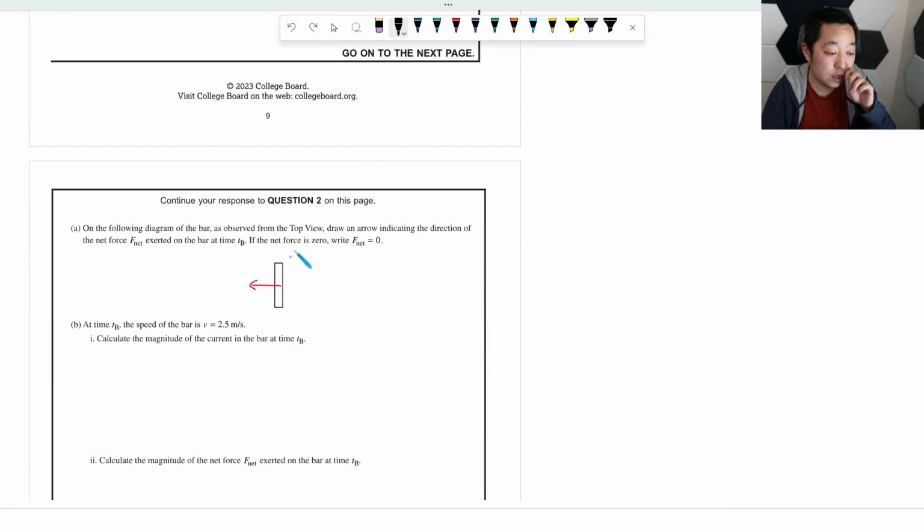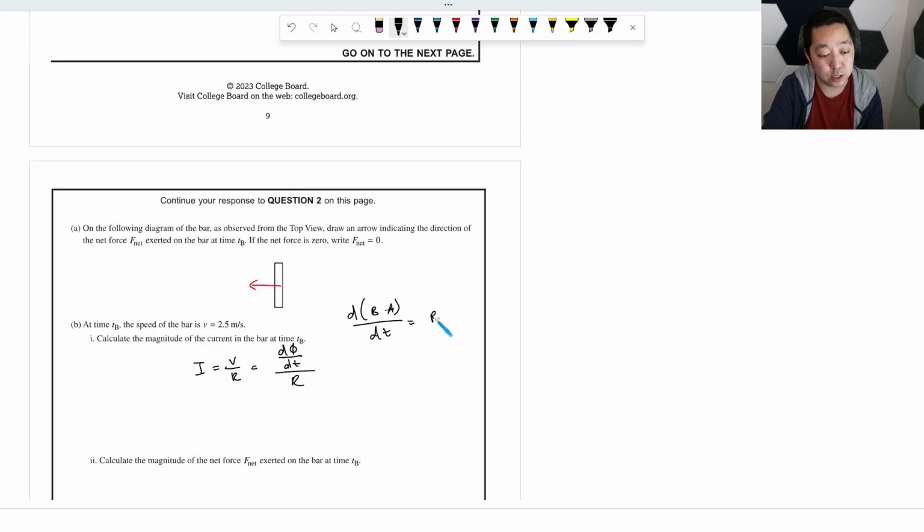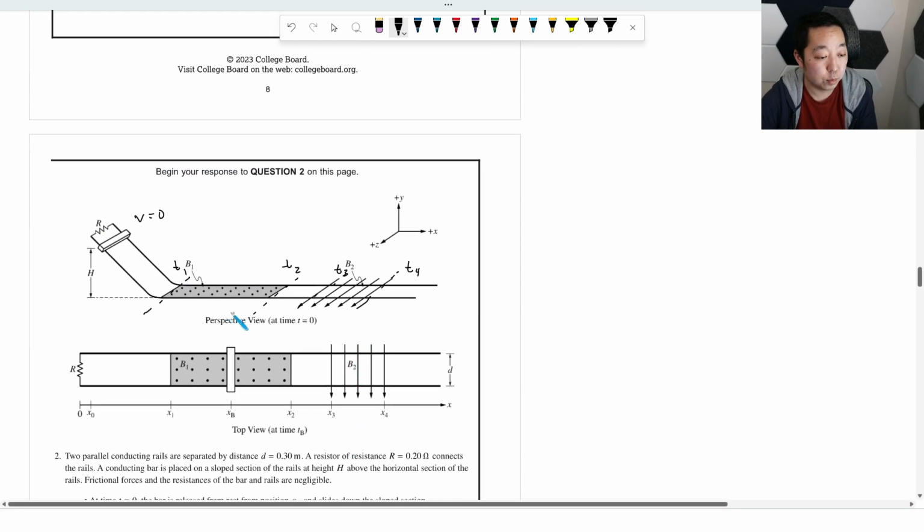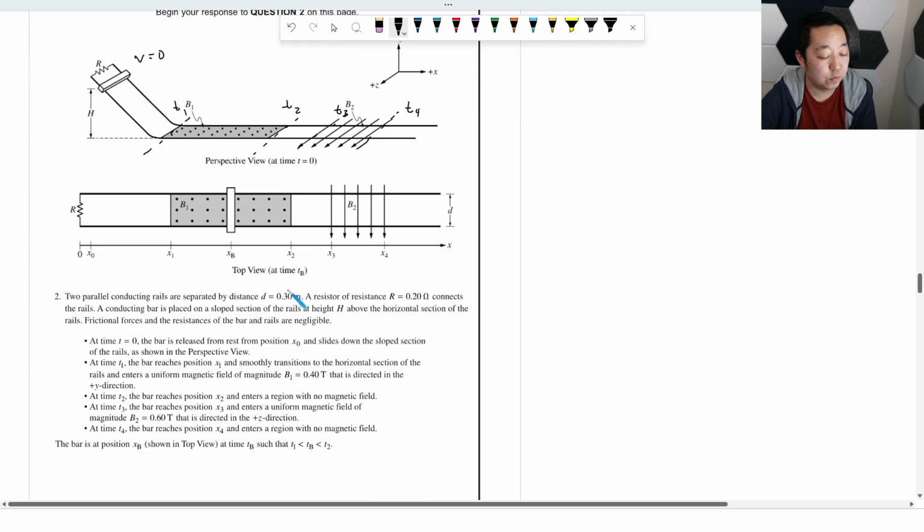At t_B, the speed is this. Calculate the magnitude of the current in the bar. Okay, so I is going to be V over R, and the induced voltage is the derivative of the flux. And what is the derivative of the flux? Well, the flux is B times A. The magnetic field is not changing, but the area is changing. And what is dA/dt? The length is not changing, but the width is changing, which is the velocity. So you get BLv. That's the derivation for the BLv formula for the induced voltage.